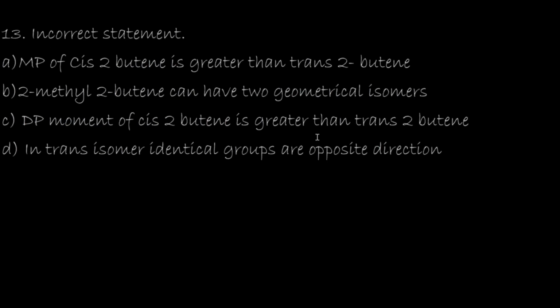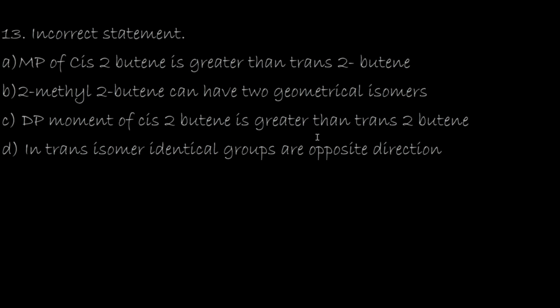Let's move on to the next question. Find out the incorrect statement. So this question, I'm not sure whether the question is right or not. So please let me know in the comments below. Why am I saying that? Because I'm getting two right answers. Let's see that. So the melting point of cis-2-butene is greater than trans-2-butene. Is it right or not? It is an incorrect statement, is it?